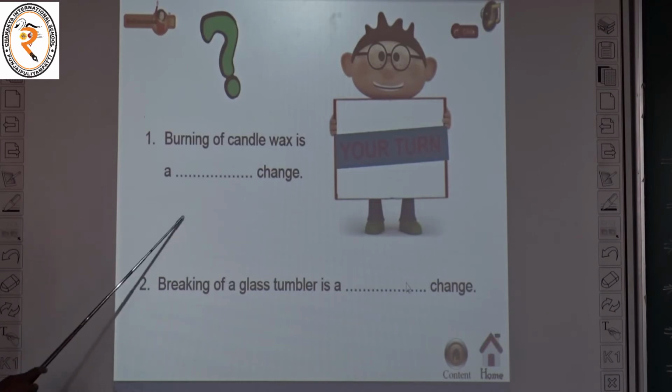Physical or chemical? The answer is chemical change. Burning of candle wax is a chemical change. Think about melting of wax. Is it a physical or chemical change? Melting of wax is a physical change. But burning of candle is a chemical change.